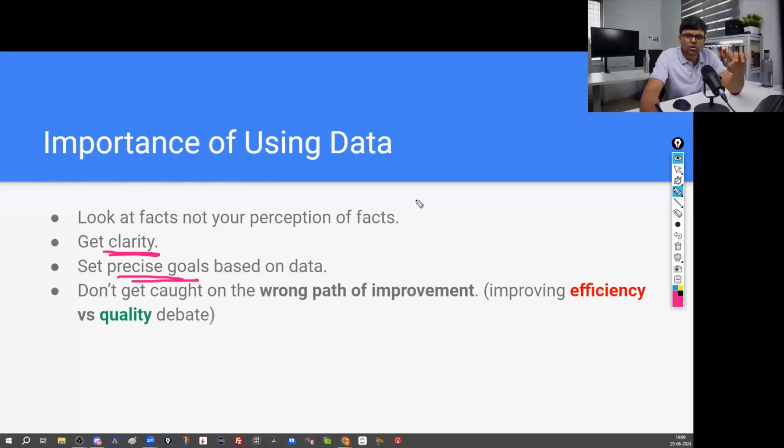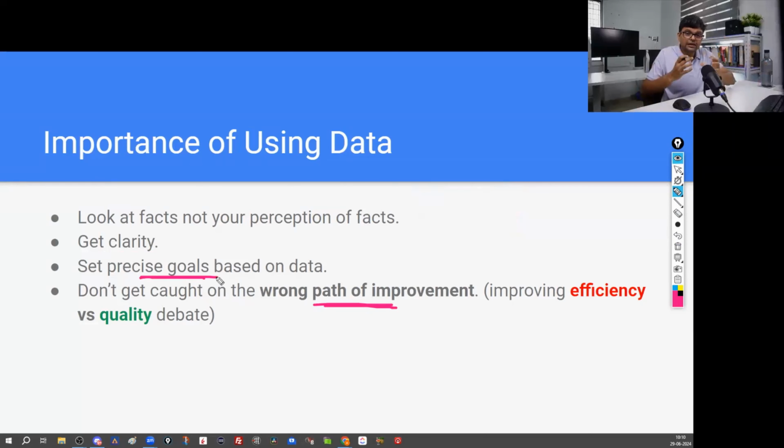The only goal that is commonly targeted and pursued in the world of trading, in books, on social media, on YouTube, everywhere, is win rate. You just want to improve your win rate. You want to win on each and every one of your trades. But nothing can be further from the truth. This is probably the worst metric to track, and I'll explain why. Okay, fine. Don't get caught on the wrong path of improvement. This is precisely what I'm saying. You will have to set goals that actually are going to help you.